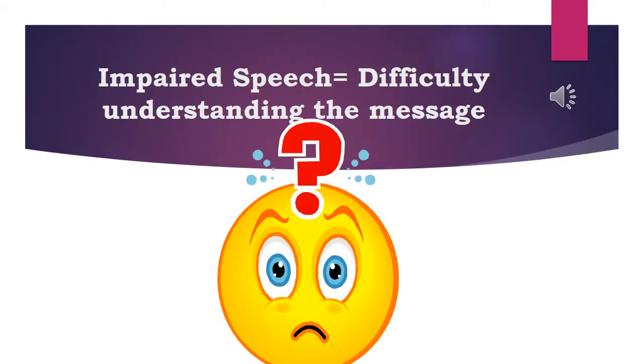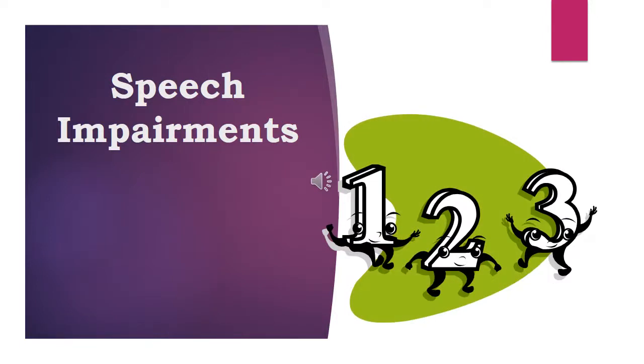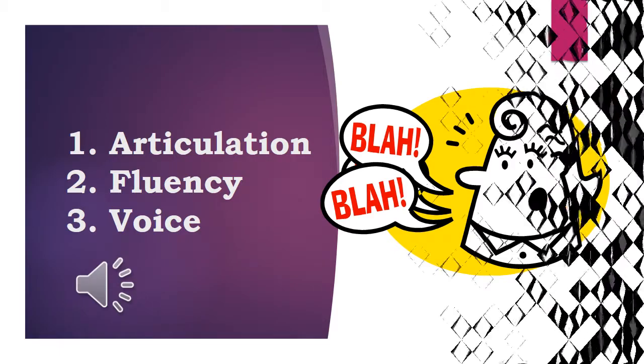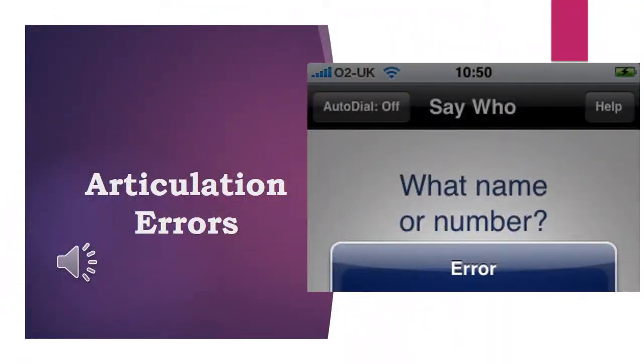If the speech sounds are not produced correctly due to a speech impairment, the meaning of the message will not be understood. Speech impairments include three types of difficulties. Those difficulties include articulation problems, fluency problems, and voice problems. Articulation problems occur when the process of producing speech sounds is flawed. This results in speech sounds that are incorrect.